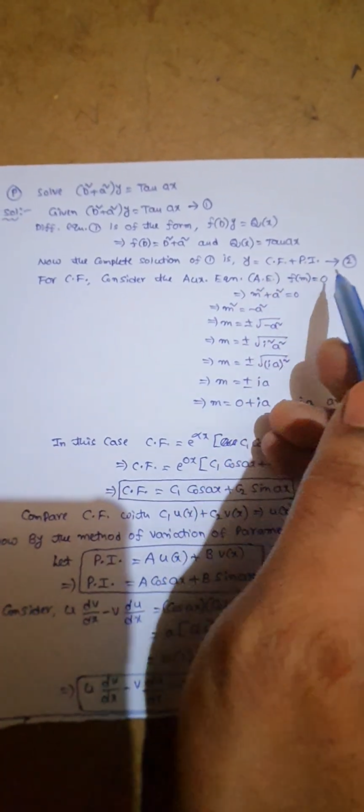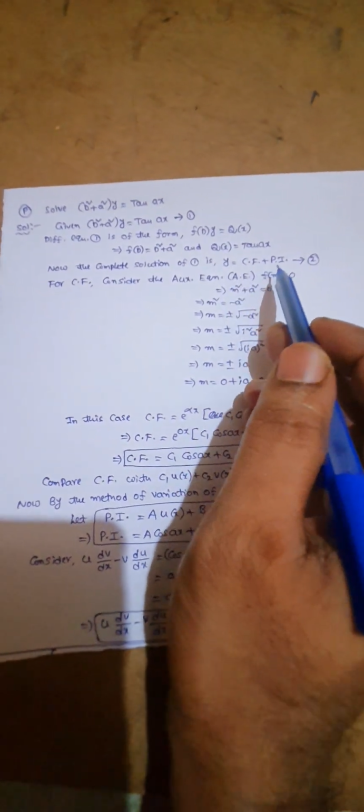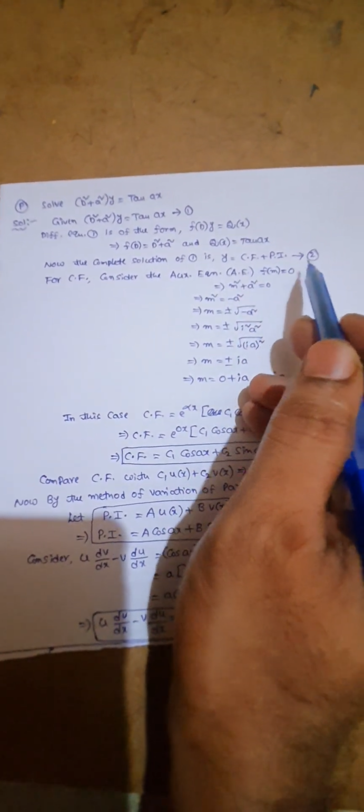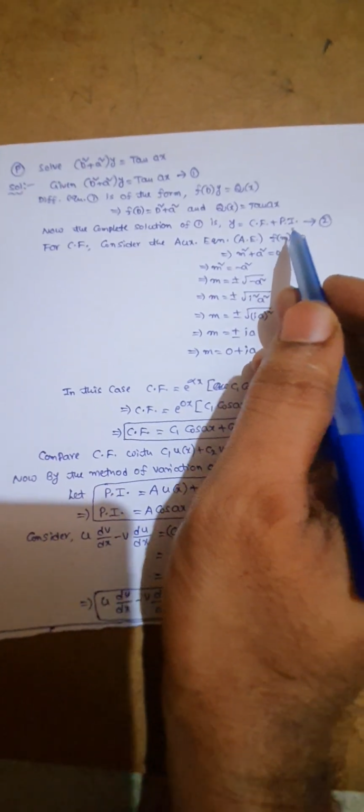Now the complete solution of this differential equation is y equals CF plus PI. Let us take this as equation 2. At the end I will find CF and PI and substitute in equation 2 to get the answer, that is the solution.